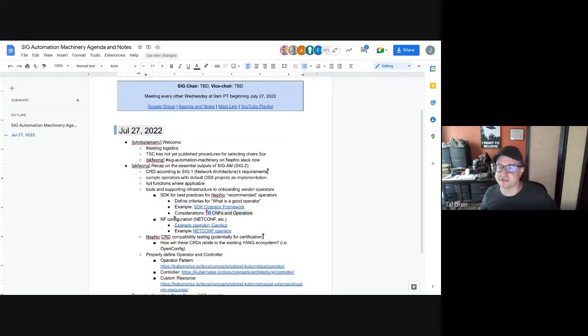Maybe having these kinds of low-level building blocks, but also having some sort of higher-level overall operator for the complete network function that can manage it and maybe even talk to the other operators. There's a lot to discuss here in terms of architecture. That should happen in SIG #1, but I guess a lot of that conversation will happen here too.